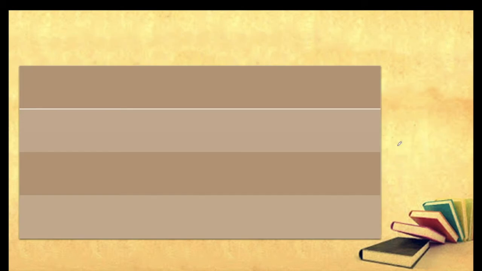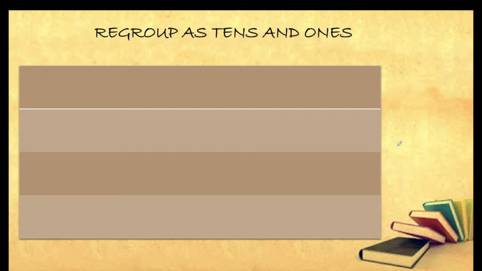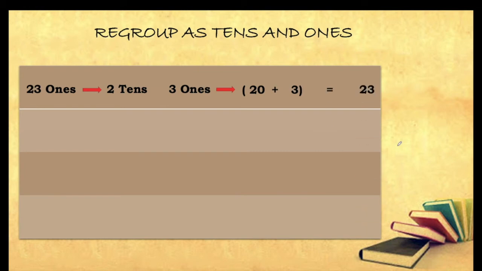Here comes the next topic. The next topic is regroup as tens and ones. Here they have given you 23 ones. So among these 23 ones you have to regroup it as tens and ones. As we discussed earlier, in the ones place you can have only a single digit, so 9 ones at most. Here we have 23 ones. So we have to split it as 2 tens and 3 ones. So it becomes 20 plus 3. So we can say it as 23.